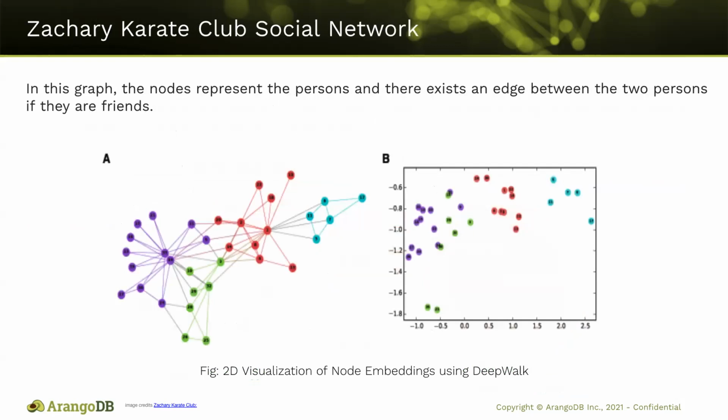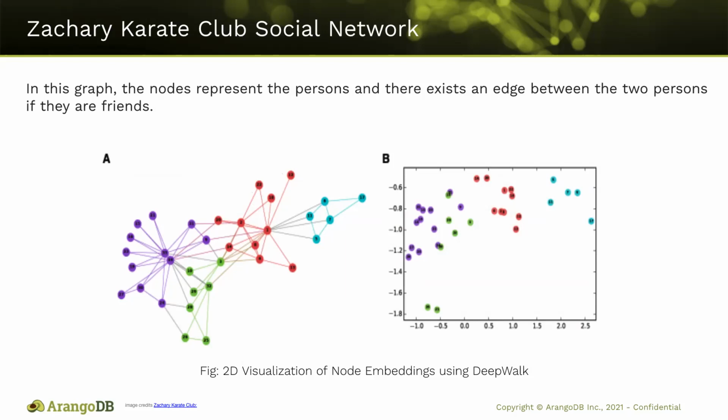So that was maybe a much more mathematical definition. To understand this more intuitively, we can look at an interesting example from the graph structure of the Zachary Karate Club social network. In this graph, the nodes represent persons, and there exists an edge between two persons if they are friends. The coloring in this graph represents different communities.